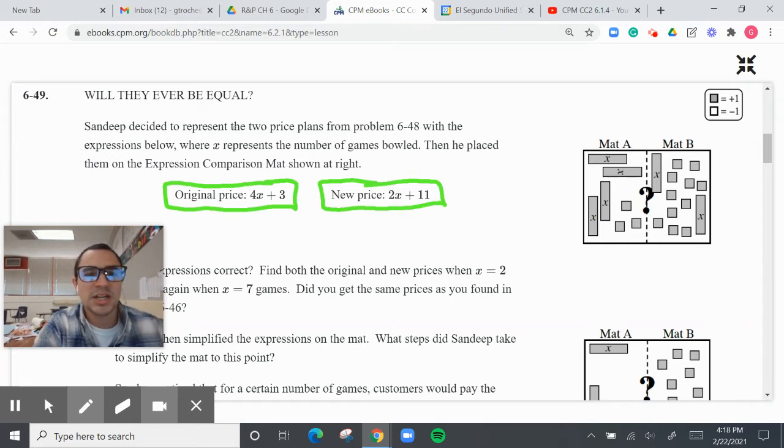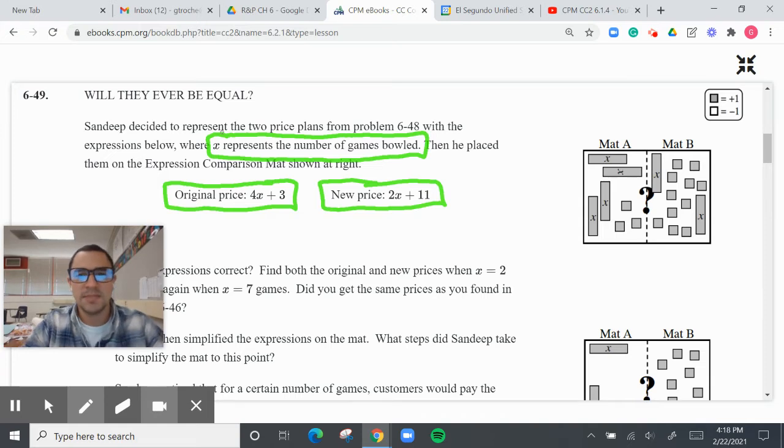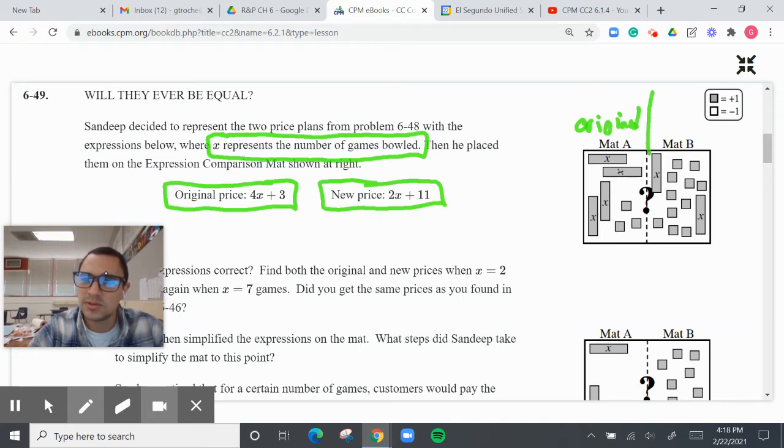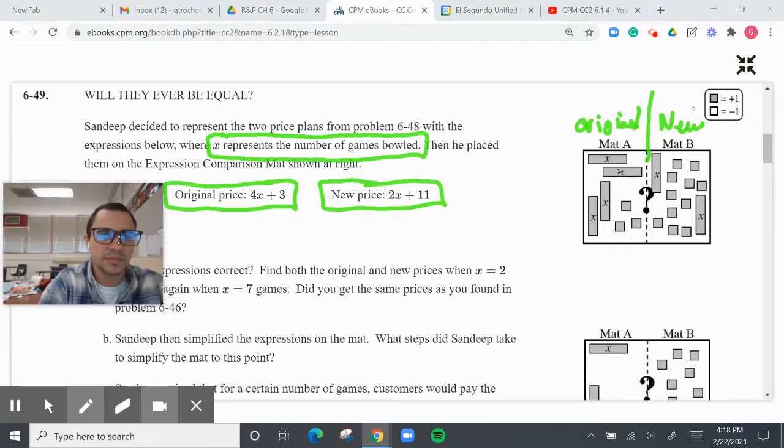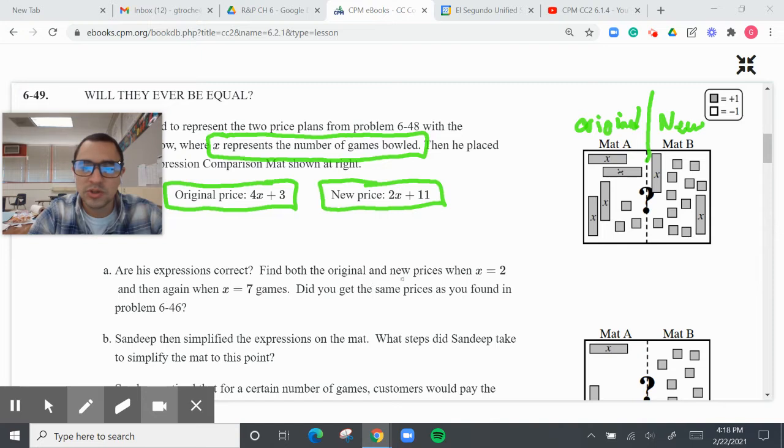So Sandeep decided to represent the two price plans with the expressions below, where x represents the number of games bowled, as I said earlier, and I just plugged it in. Then he placed it on the expression mat right here. So this is the original, and this is the new price. All right. So basically, what we want to see is, are his expressions correct? Yeah, well, actually they are, because it was 4 times x. Find both the original and new prices when x is 2 and when x is 7.